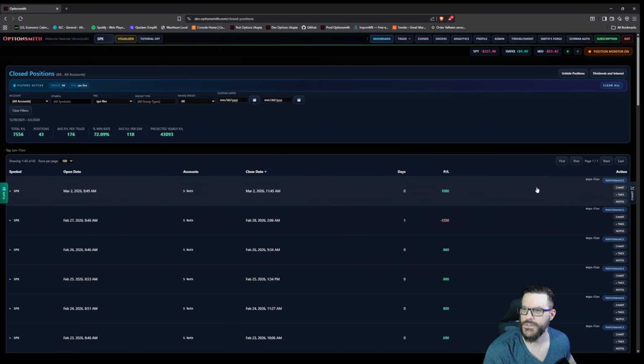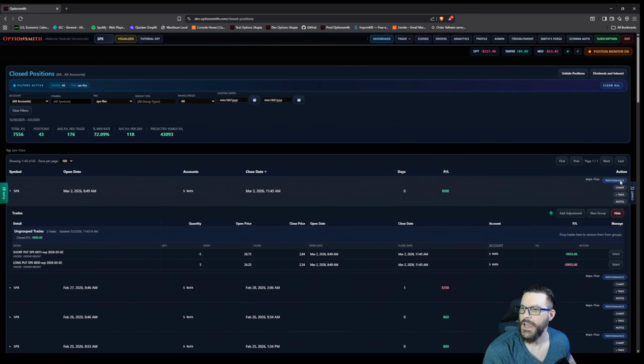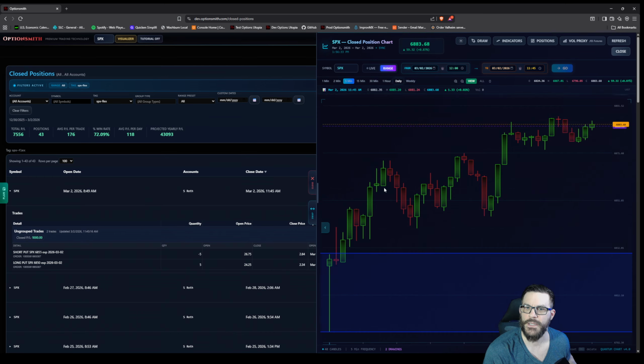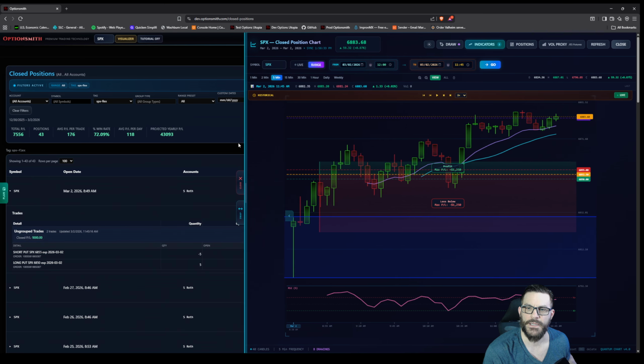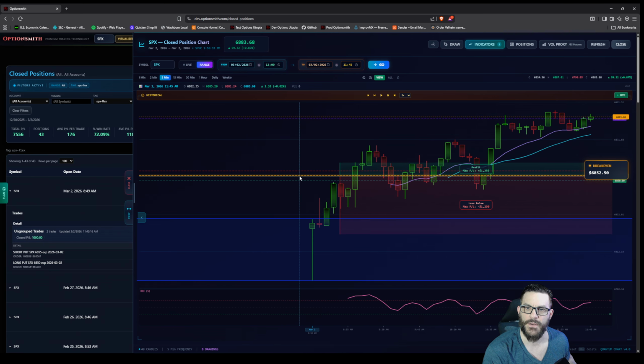Even if a trade has been closed, I can go to chart in my closed page, and I can see exactly how this trade played out when I entered. So I entered about here. You can see we automatically put this profit and loss drawing on the chart showing when I entered the trade right here. This was the break-even line.